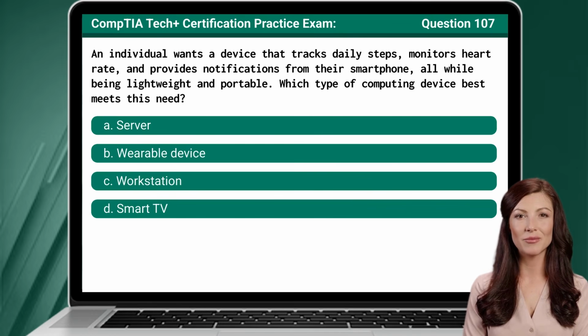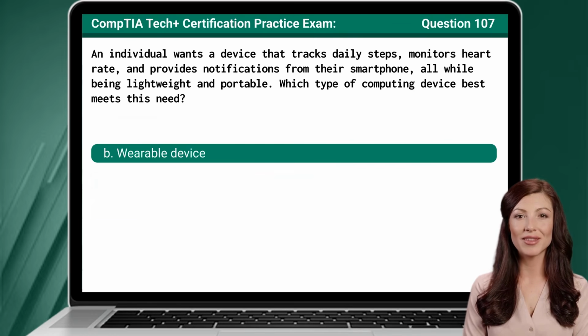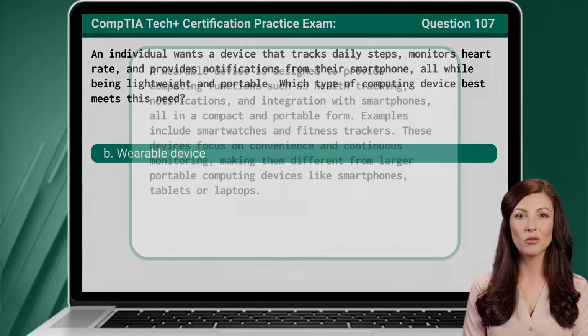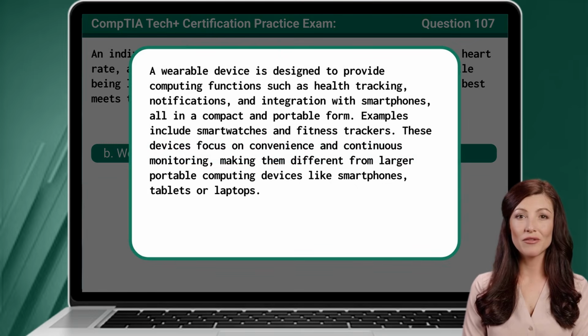The answer is B. Wearable device. A wearable device is designed to provide computing functions such as health tracking, notifications, and integration with smartphones, all in a compact and portable form. Examples include smartwatches and fitness trackers. These devices focus on convenience and continuous monitoring, making them different from larger portable computing devices like smartphones, tablets, or laptops.